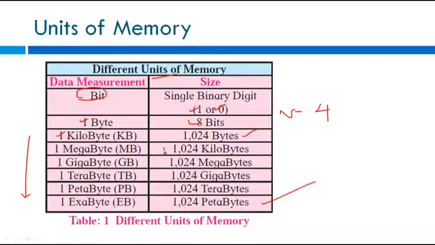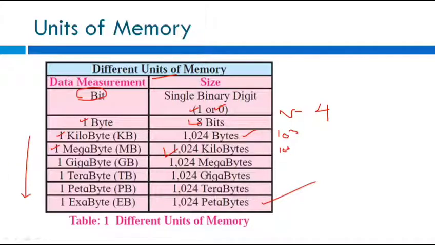Then 1024 kilobytes is 1 megabyte. This 1 kilobyte is also represented as 10 raised to 3. For simplicity, we ignore the 24 and just consider it as 10 raised to 3. Similarly, 1 megabyte is 10 raised to 3 KB.